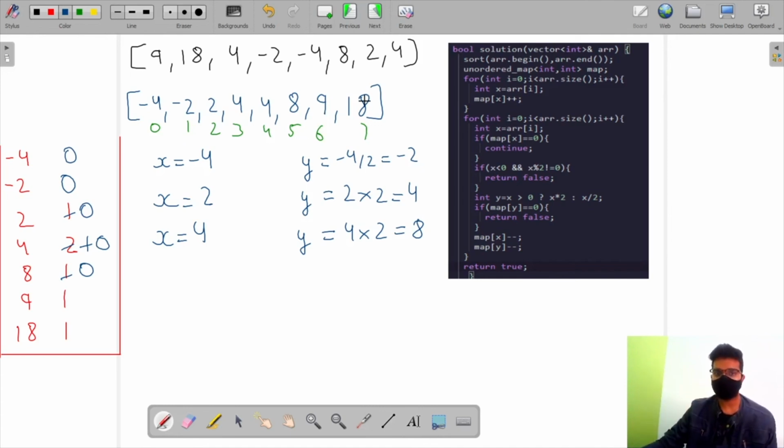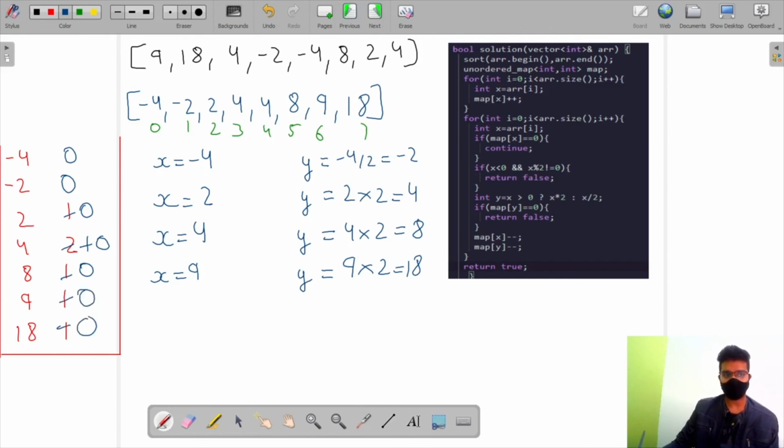Alright. So now we are at the sixth index and we get x is equal to 9. Its frequency is not 0. Right. So we can do the work for it. Now we check it is not a negative value. So we calculate its y. Its y will be what? 9 into 2, that is 18. So we are going to check whether 18 exists in our map, and if its frequency is greater than 0. It is not 0. That means it's greater than 0. So we are going to simply pair it up. They can get paired. The frequency is going to be 0 here, and here also it is going to be 0.